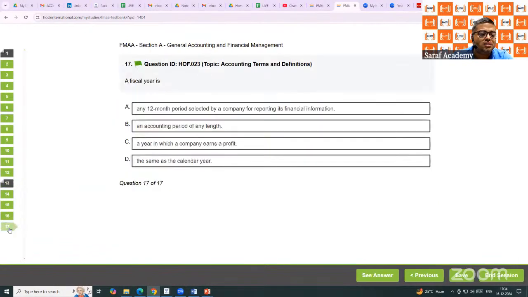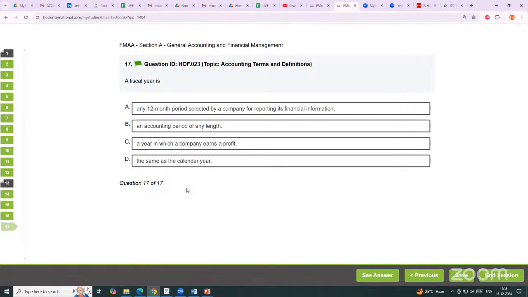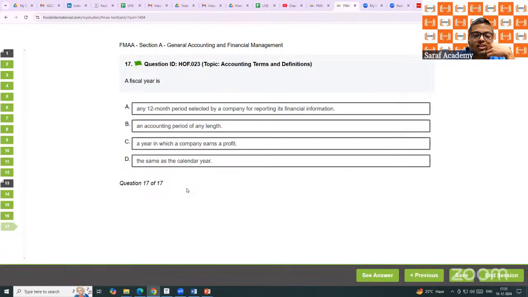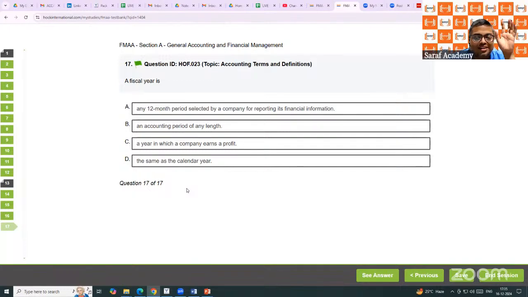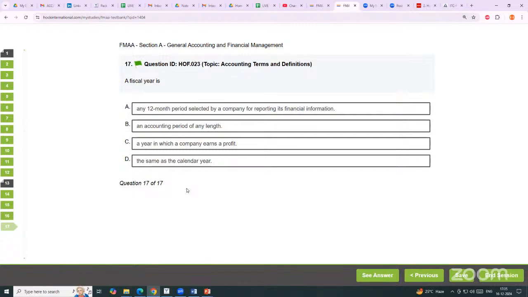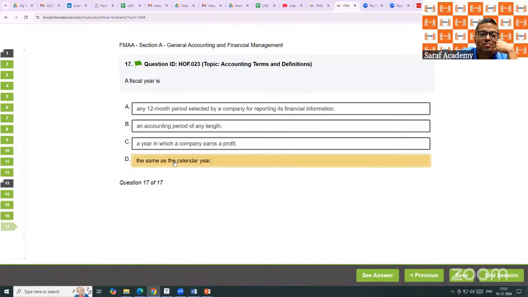Just one more. A fiscal year is: any 12-month period selected by a company for reporting its financial information; an accounting period of any 12 months; a year in which a company earns a profit; the same as the calendar year. So D. We say financial year means April to March, but what is fiscal year? Same as calendar, I don't know, friend. Sir, fiscal is actually for government, like the government takes the decision. You are sure? I'm not sure. Sir, I studied a little in economics, I don't remember. Okay, I don't know either. I am assuming this on your basis. Let's see.